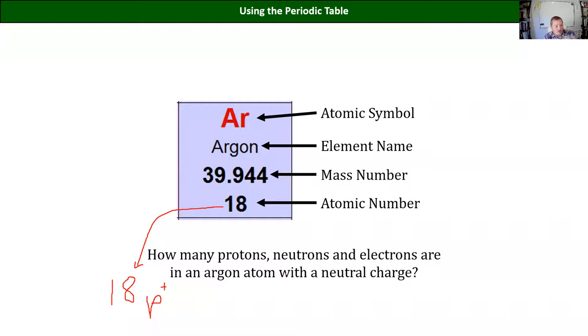And from there, we can figure out how many electrons and neutrons we have. Because if the atom has a neutral charge and it has 18 protons, each proton with a positive charge, then we have to also have 18 electrons. And the symbol for an electron is a lowercase e with a negative sign as a superscript.